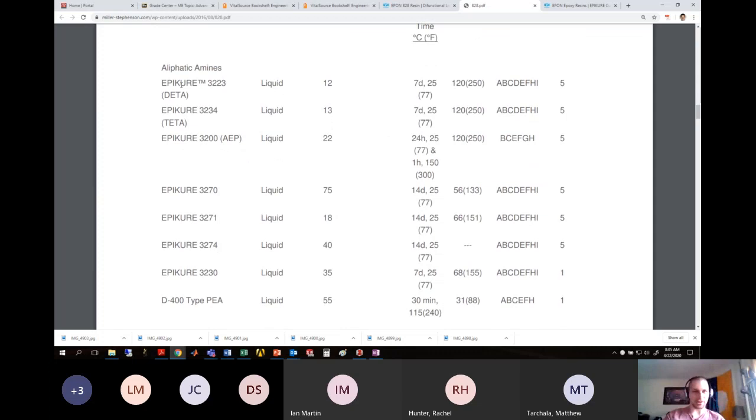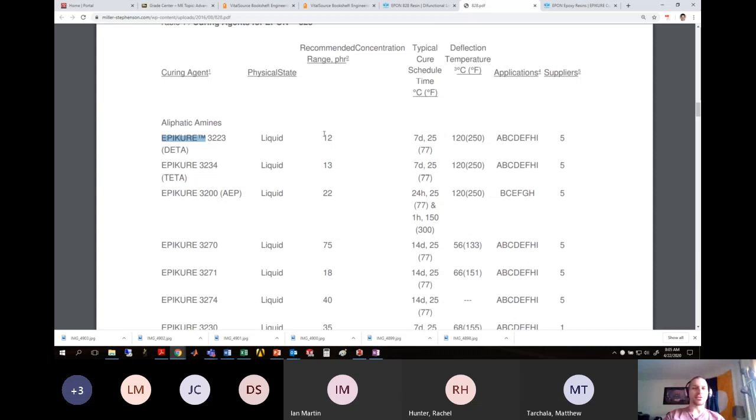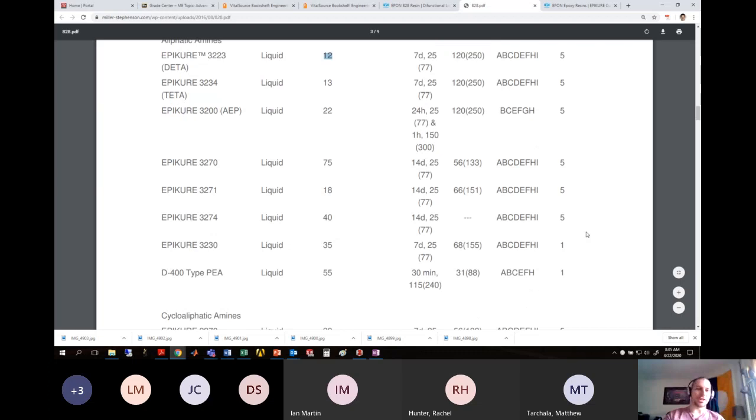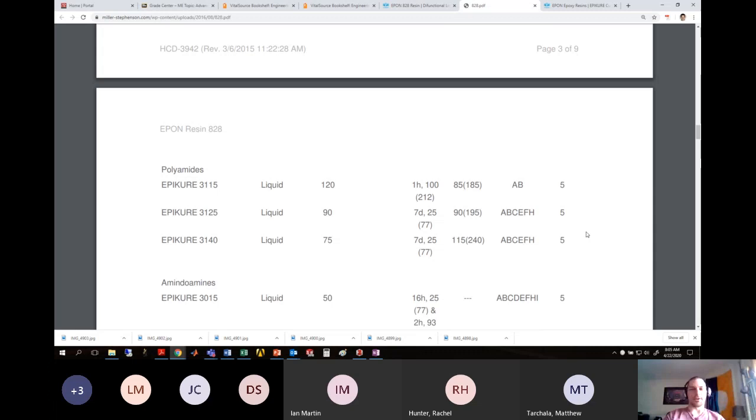So you see these Epicure lines, what is the mix ratio here, recommended range parts per 100, so 12 parts of this particular curing agent per 100 of the resin, per 100 resin. It gives you the cure schedule, so on and so forth. So this is a data sheet that suggests what curing agents you might want to use for this particular resin.